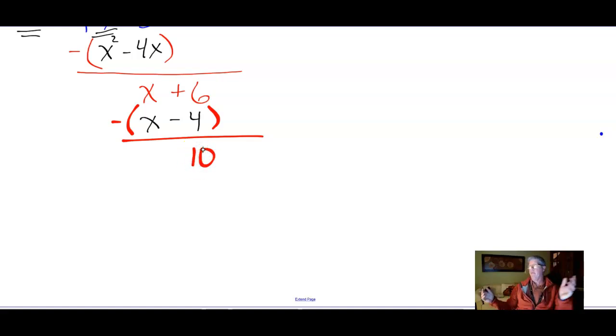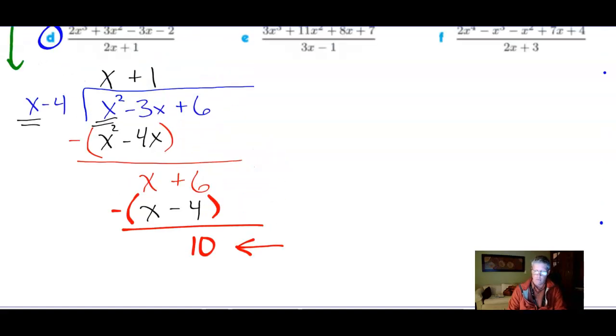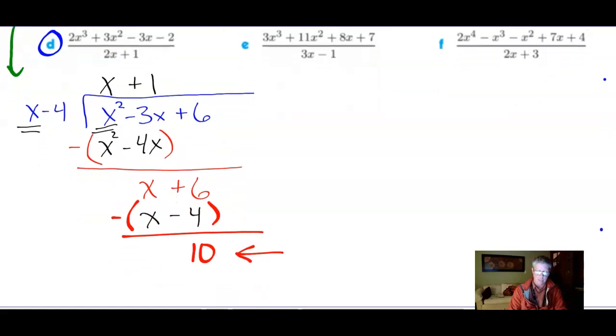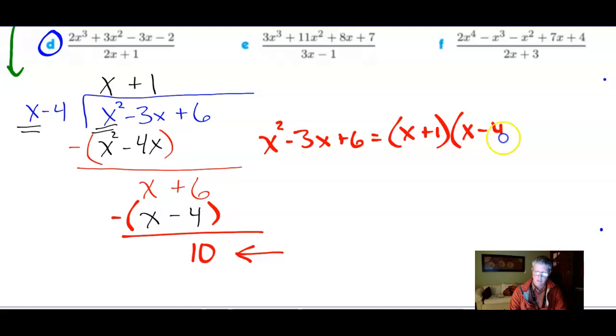We stop. Yeah, we got to stop at some point. We stop when this value, whatever we get, is at least 1 degree less than what we're dividing by. So we're dividing by a linear. This is a constant. We're done. So I prefer writing the result like this. X squared minus 3x plus 6 equals x plus 1, the quotient, times x minus 4, the divisor, plus the remainder.